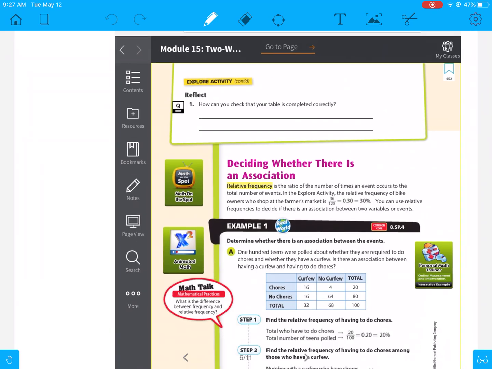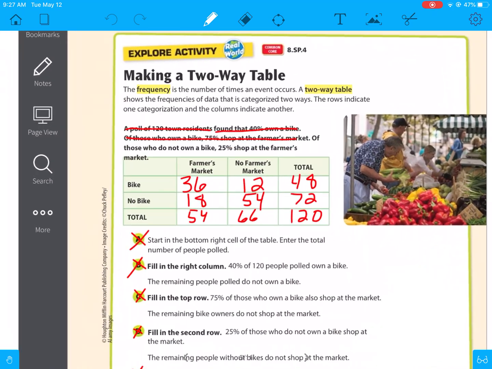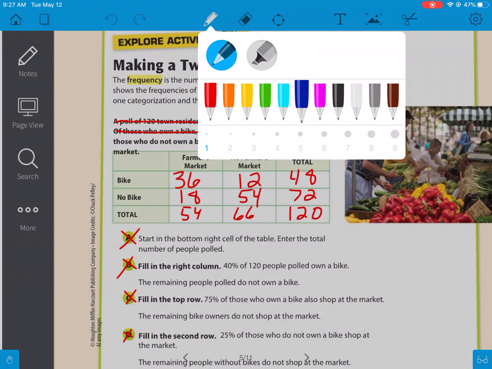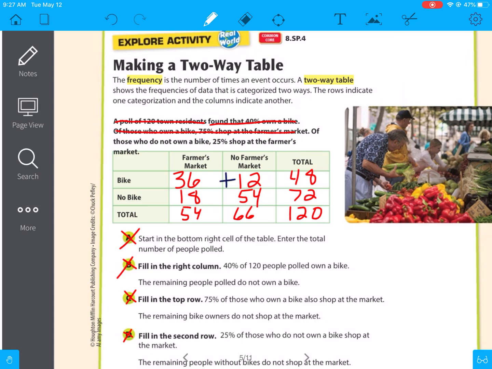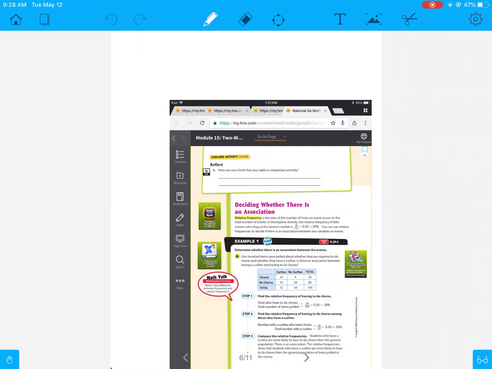So it says, how can you check that the table is completed correctly? What you could do is 36 plus 12 equals 48. 18 plus 54 equals 72. 54 plus 66 equals 120. So the rows should add up to the total, and then the same thing with the columns. So 36 plus 18 equals 54. 12 plus 54 equals 66. 48 plus 72 equals 120. So that's how you can check all those.